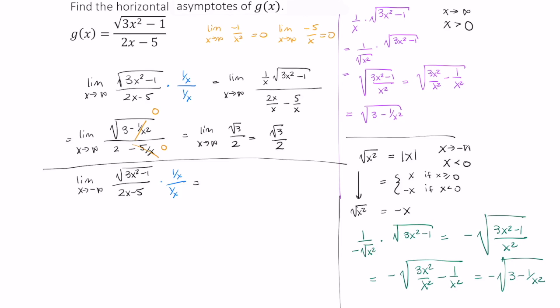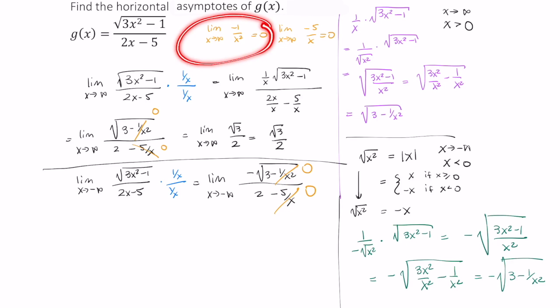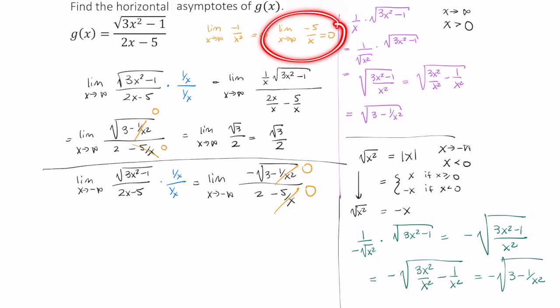So let's go back to our limit problem. We have the limit as x approaches negative infinity. In our numerator, we have negative square root of 3 minus 1 over x squared, and then we're dividing this by 2 minus 5 over x. Now, similarly to what happened above, this limit is 0, and this limit here is also 0. That is, the limit as x approaches infinity of negative 1 over x squared is 0, and the limit as x approaches infinity of negative 5 over x is also 0. So we end up with the limit as x approaches negative infinity of negative root 3 over 2, which is negative root 3 over 2.